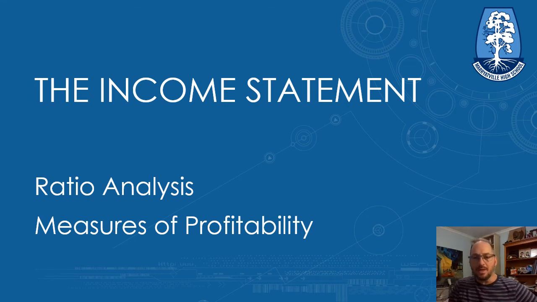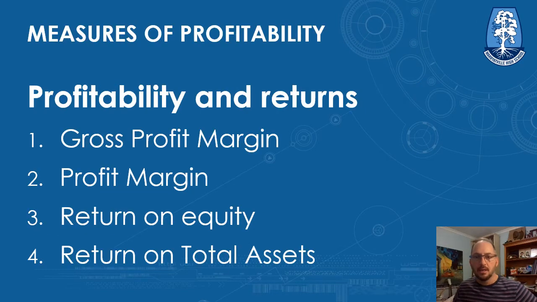In this video, we are looking at the income statement, and in particular, we are looking at ratio analysis and measures of profitability. There are four measures of profitability and returns that we can derive from the income statement. They are the gross profit margin, the profit margin, the return on equity, and return on total assets ratios. In this video, we're going to focus on the gross profit margin.